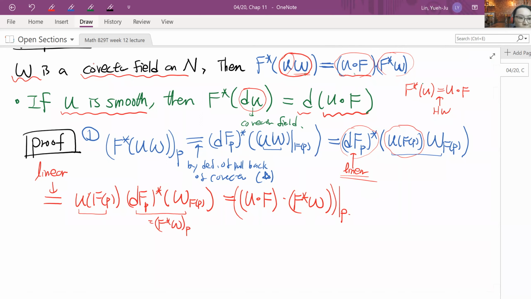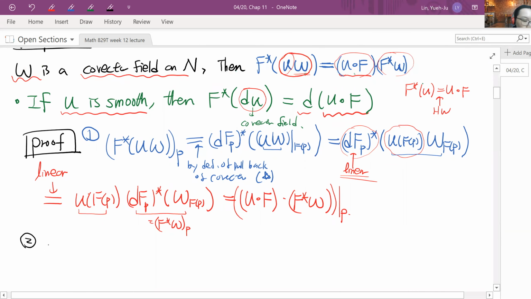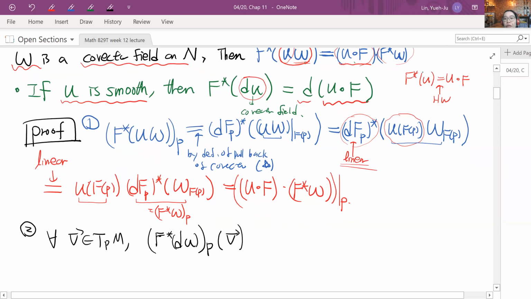Okay, so now let's see. When we go through the tangent vector, I want to see that on one side, I have the pullback of the differential du, evaluated at P. And I want to see when I plug in the tangent vector, hopefully eventually it will give me the right-hand side.